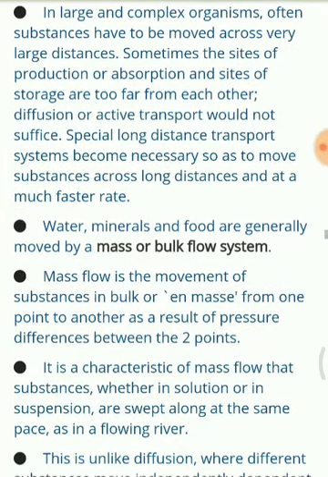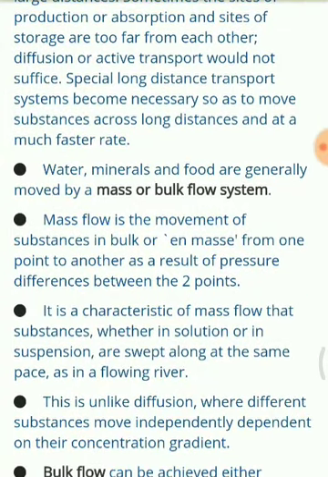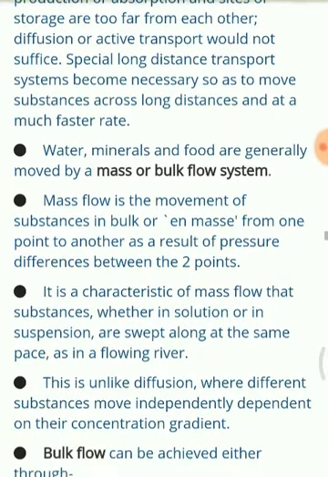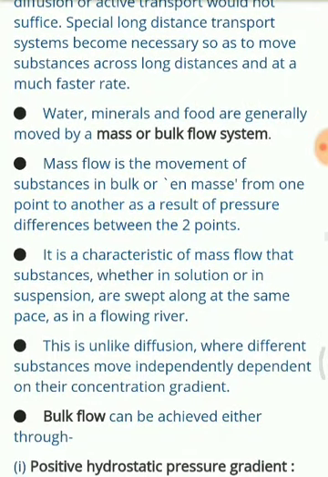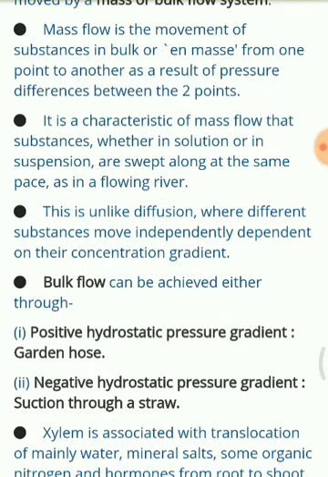Water, minerals, and food are generally moved by a mass or bulk flow system. Mass flow is the movement of substances in bulk or in mass from one point to another as a result of pressure differences between the two points. It is a characteristic of mass flow that substances, whether in solution or in suspension, are swept along at the same pace as in a flowing river. This is unlike diffusion, where different substances move independently, dependent on their concentration gradient.